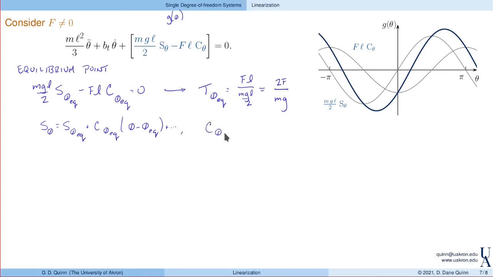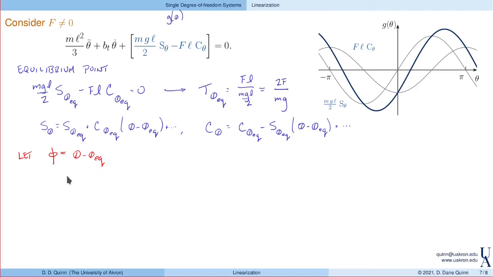And we can linearize cosine in the same way. Cosine of theta equilibrium. Now the derivative of cosine, remember, is minus sine. Once again, times the theta minus theta equilibrium difference. Okay, so what we're going to do now is identify this difference, essentially we're measuring from static equilibrium. All right, so let phi be this difference. So phi is the measurement from static equilibrium.